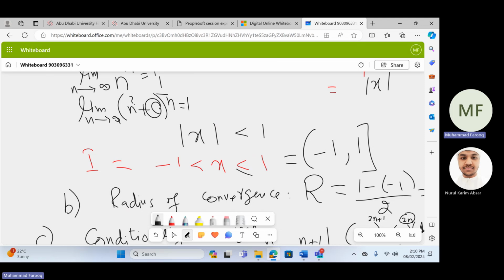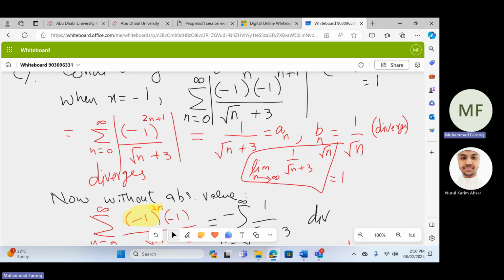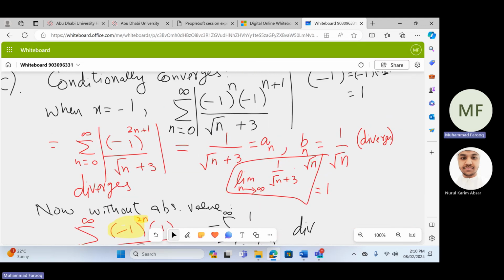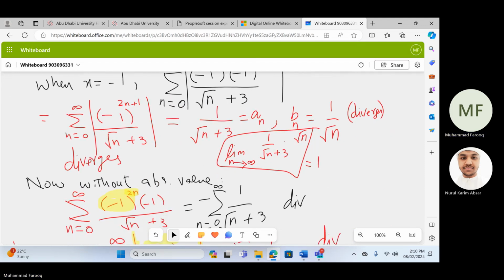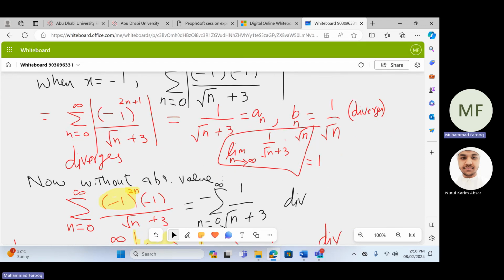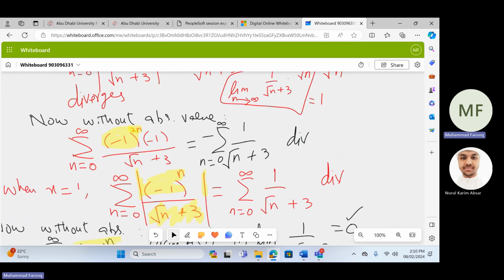Minus 1, both diverge. So minus 1 does not get closed. We only close it when we know it converges. If we look here, when we put minus 1 with absolute value, it diverges, and without absolute value, it also diverges. That's why at minus 1 there is no conditional convergence. So minus 1 remains open.